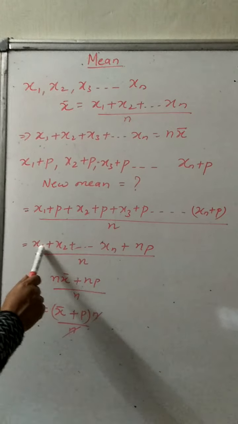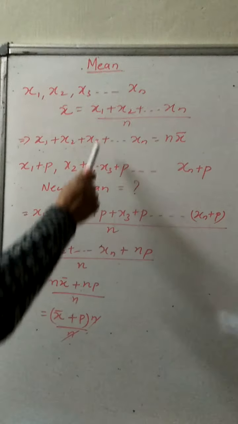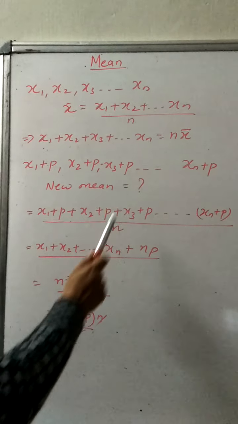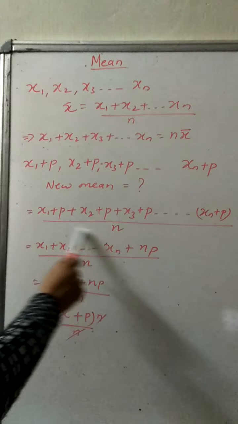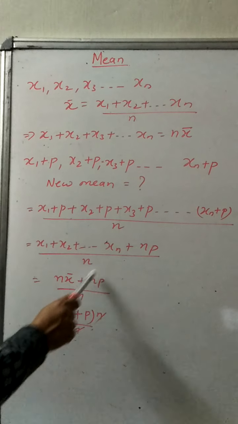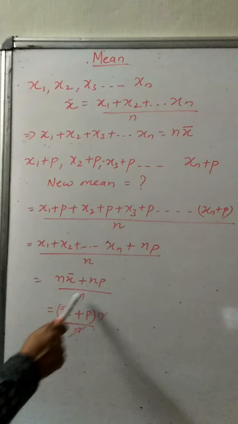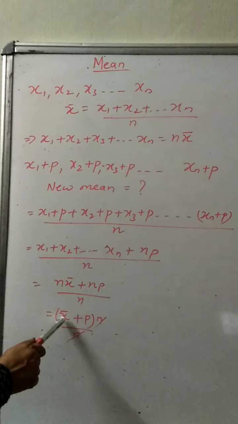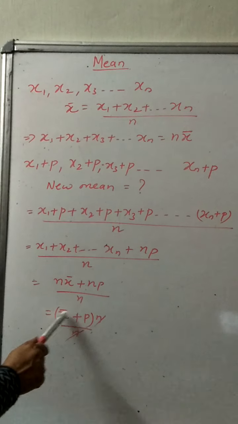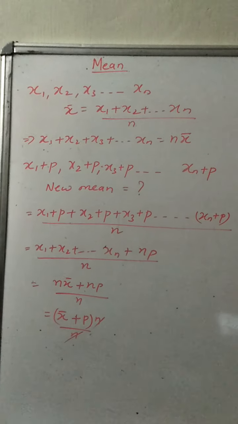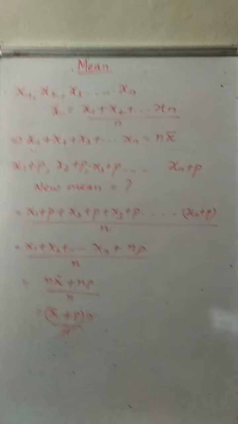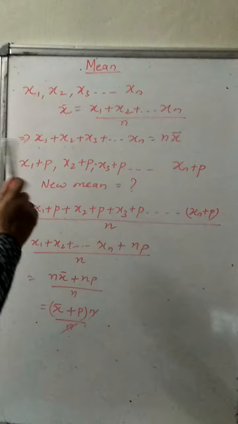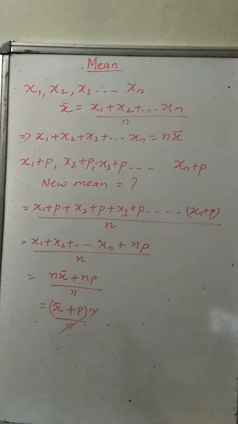Now you see x1 plus x2 plus up to xn. What is the value? Here it is given, n x bar. So this value we have to substitute here. So in place of this, I have written n x bar plus n p. Take n common and n will get cancelled. So you cancel and your answer will be x bar plus p. So that means always what you have to do is mean plus whatever number is added or subtracted. Even the same in case of subtraction also.